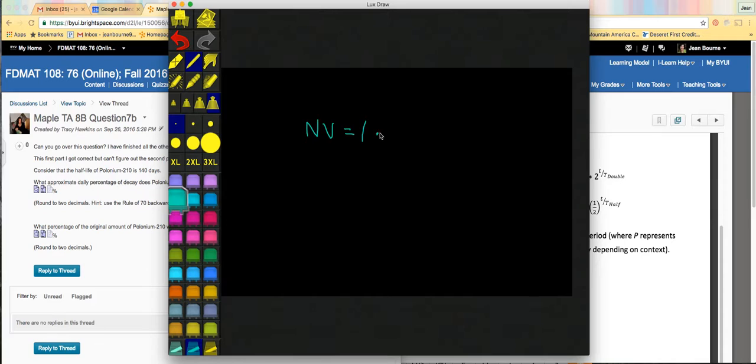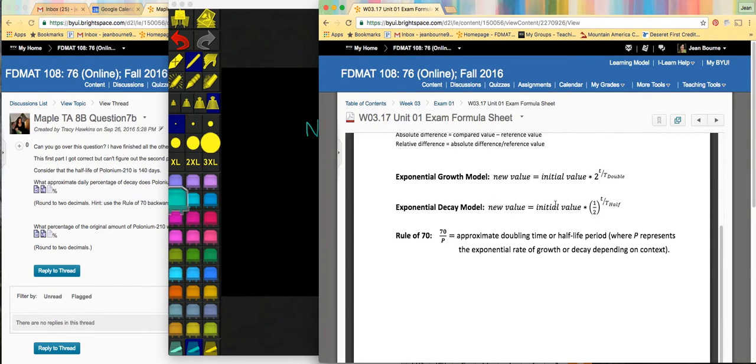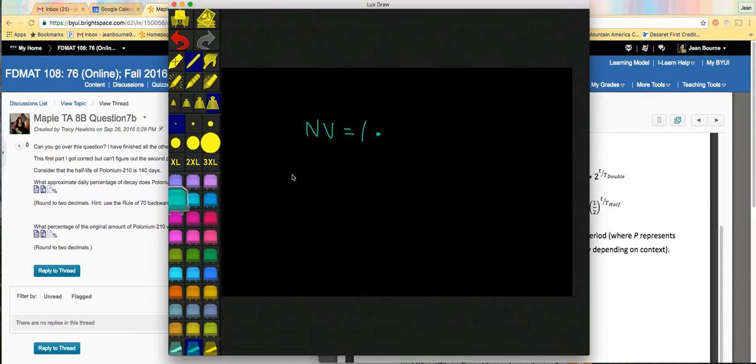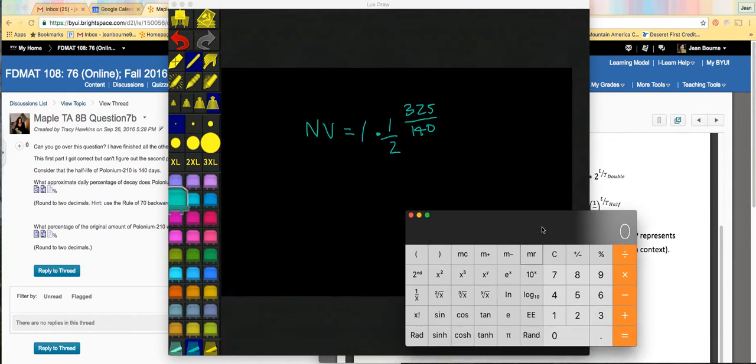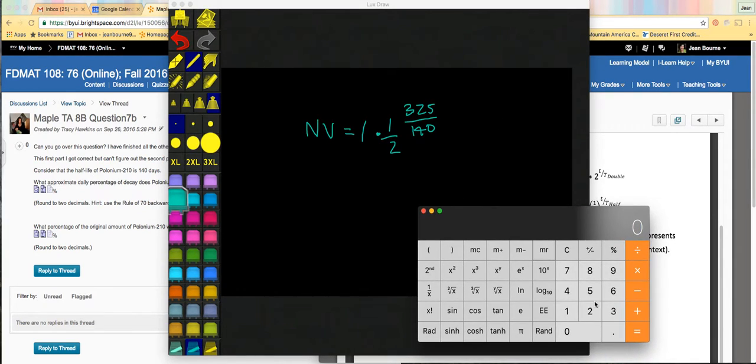So it'd be 1 times, let's look at this formula, the initial value 1 times 1/2, raised to the t, which is the number of days, 325, over the time for the half-life, which is 140 days. I'm going to do this on my calculator. I'm going to start with 325 divided by 140. That gives 2.32, a big long number.